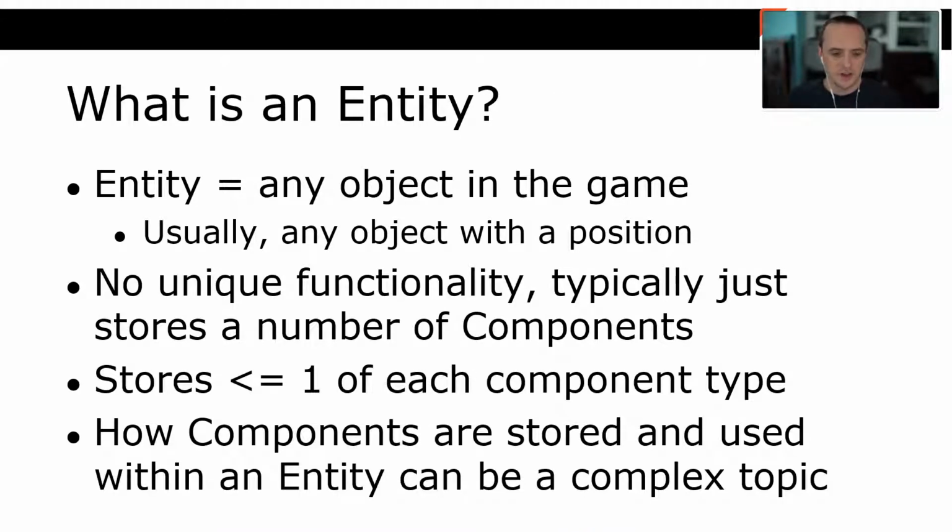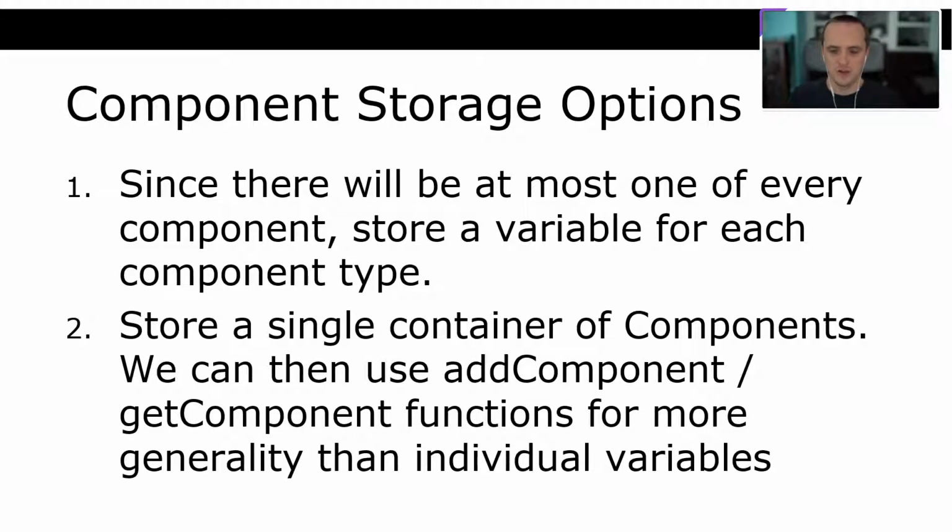All right, so how components are stored and used within an entity can be complex, and later on we'll look into some really complex solutions, but at first let's just look at the first 2 possible things. Because we have said that there's at most 1 of each component type, what we could do is just have a variable for each component type within an entity. And I'll show an example of that in a second.